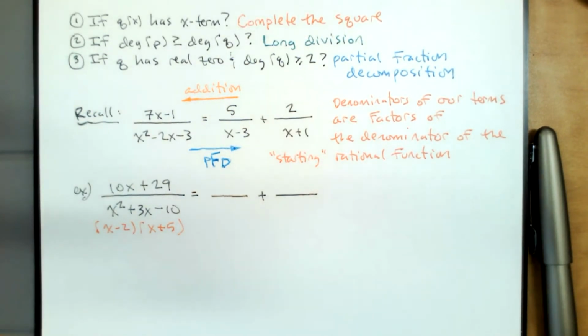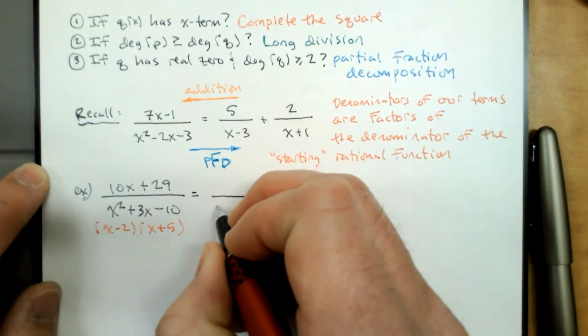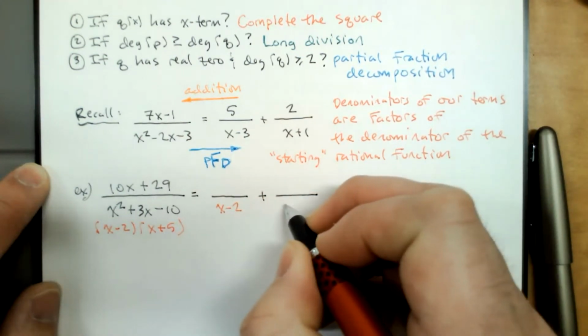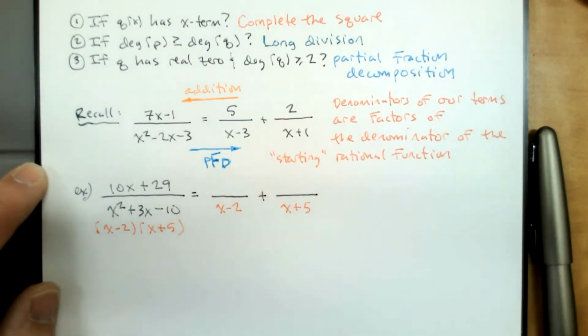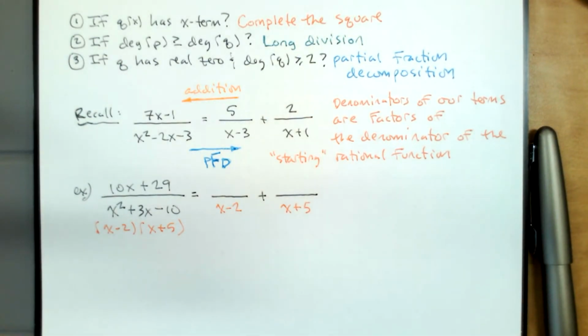I want to write this 10x plus 29 over x squared plus 3x minus 10 as a sum. Too many options. I want specifically the sum where the denominators of those terms are factors of my original. So I want something over x minus 2 plus something over x plus 5. Now we need to figure out what the numerators are. That's going to be our job.